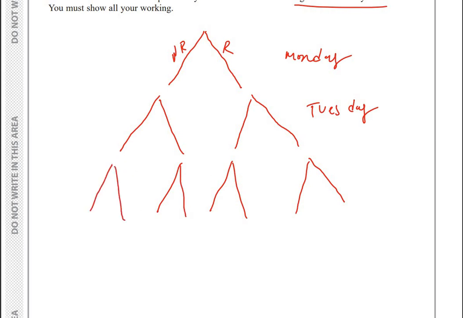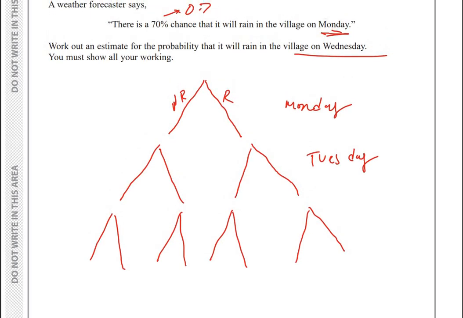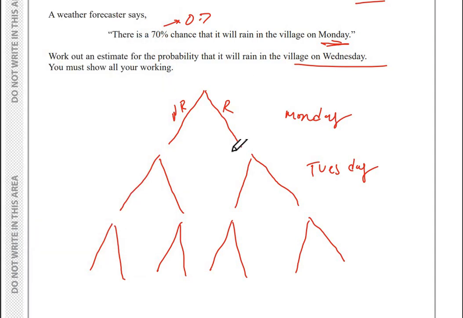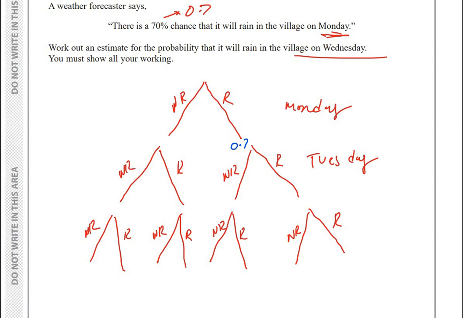Okay, and so we are told that the probability of it raining on Monday is 0.7. Let me just fill in the rest of these: not rain and rain, not rain and rain, not rain, rain, not rain, not rain. Alright, great. So we're told that the probability of it raining on Monday is 0.7, which means the probability of it not raining would be 0.3.